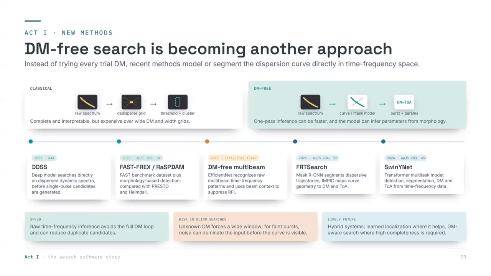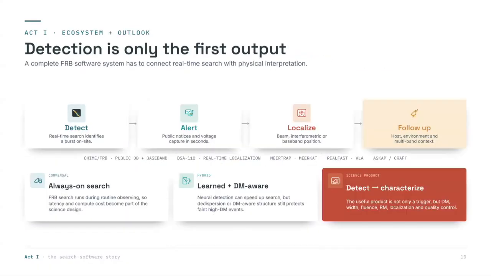For weak bursts, noise can dominate the input before the dispersion curve becomes visible. So this slide puts the detection inside a full FRB system. After a burst is found, the system has to alert, and it may also save baseband or voltage data. Then it has to localize the event. After that, follow-up observations connect the burst to a host galaxy and environment. So FRB software has to connect the real-time search with physical interpretation.